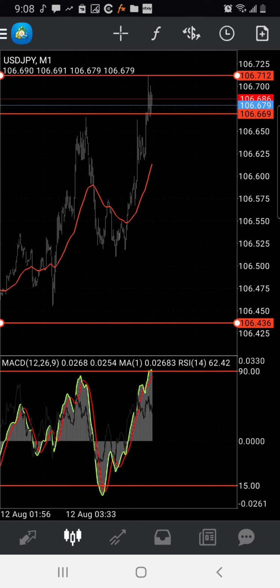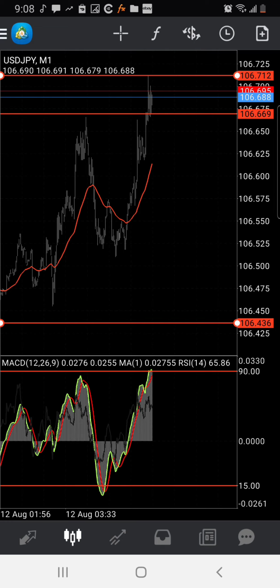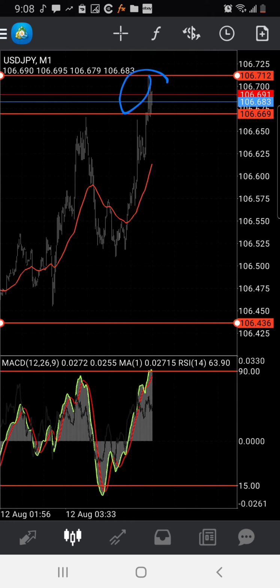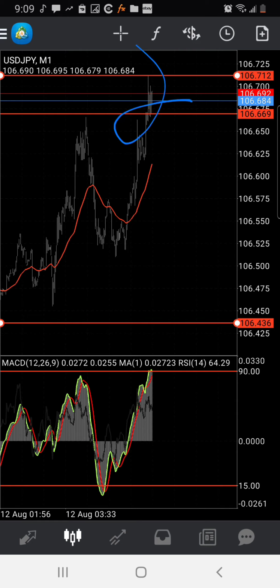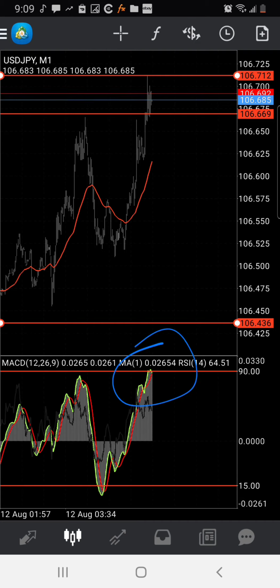What it's doing. So as you see, it's still in the zone, right? Oh, low battery. It's still in the zone. So therefore, we just wait. We just wait and let price do what it's gonna do. But at this point, it's looking like it's not going to be touching resistance. It tested resistance again. If it tests resistance again, which it is going to do before it drops, we're in for a good sell. We're in for a good sell because look, indication, MACD 90.